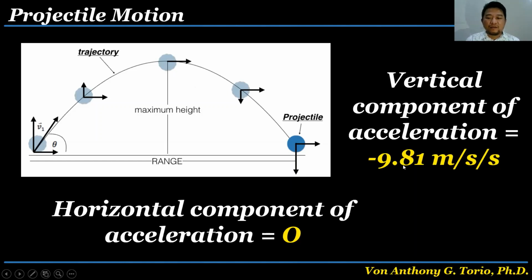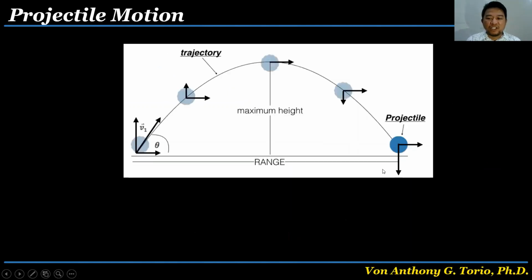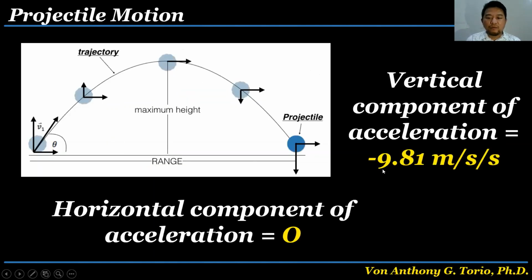When you go to other heavenly bodies such as the moon, the acceleration due to gravity changes. With the moon, the acceleration due to gravity is 1/6 that of the value on Earth. So that's around 10/6, or 5/3, downward.